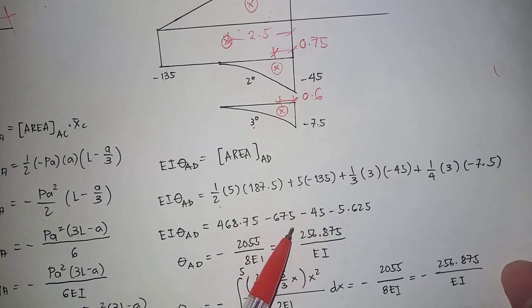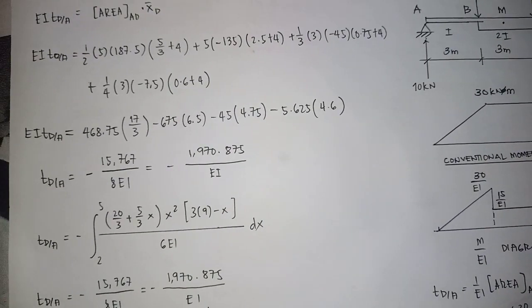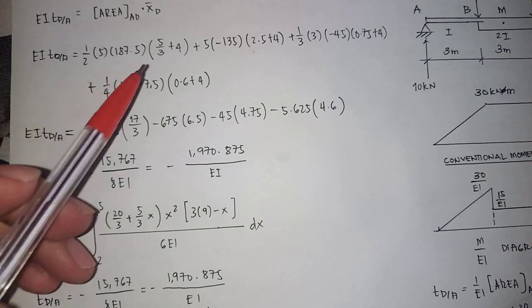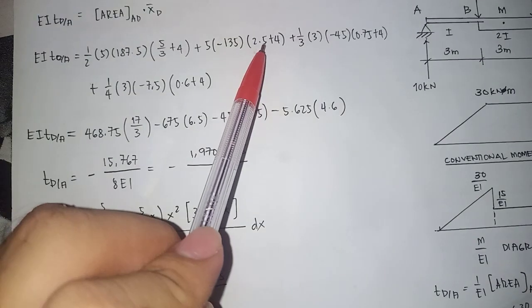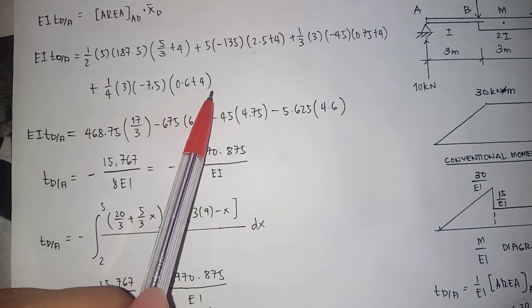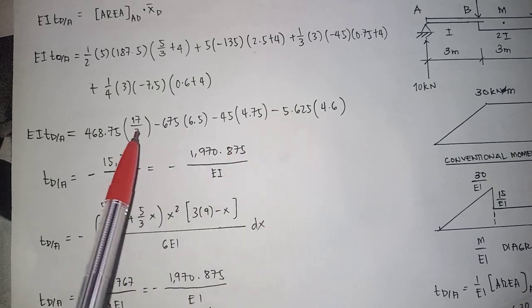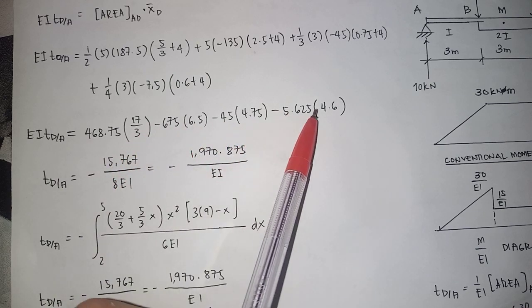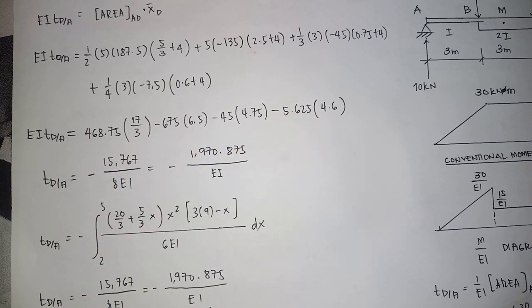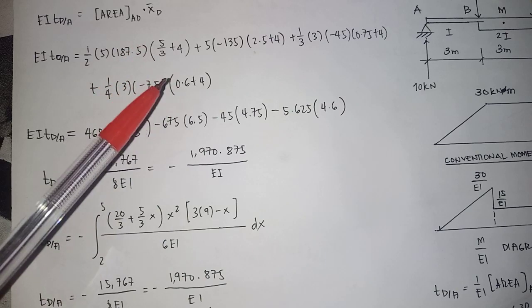Pause the video if you need some time to copy. Okay, so ayan. So lahat ng moment arm kanina, yan na: 5/3 plus 4, 2.5 plus 4, 0.75 plus 4, 0.6 plus 4 with the corresponding areas. So ito yung mga yon, yung apat na area. Then ito yung kanilang simplified form, yung mga centroid nila or distance ng centroid nila.